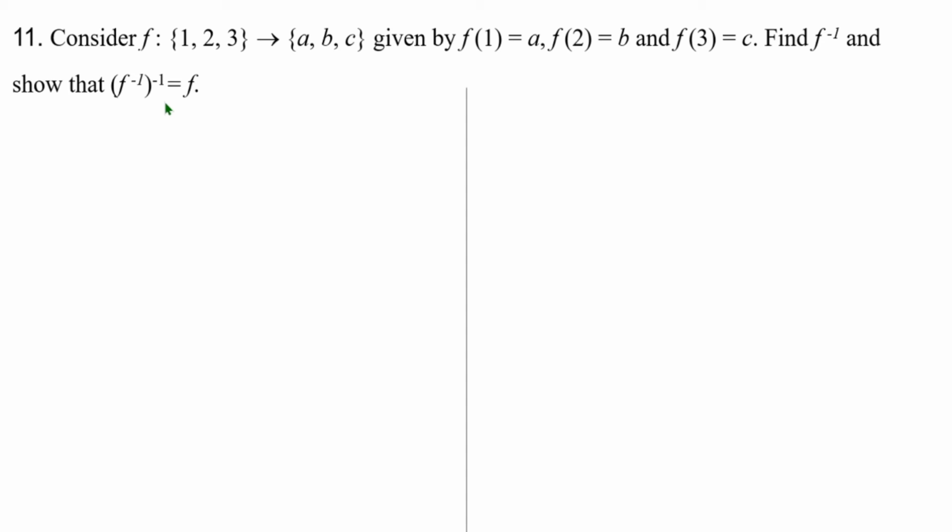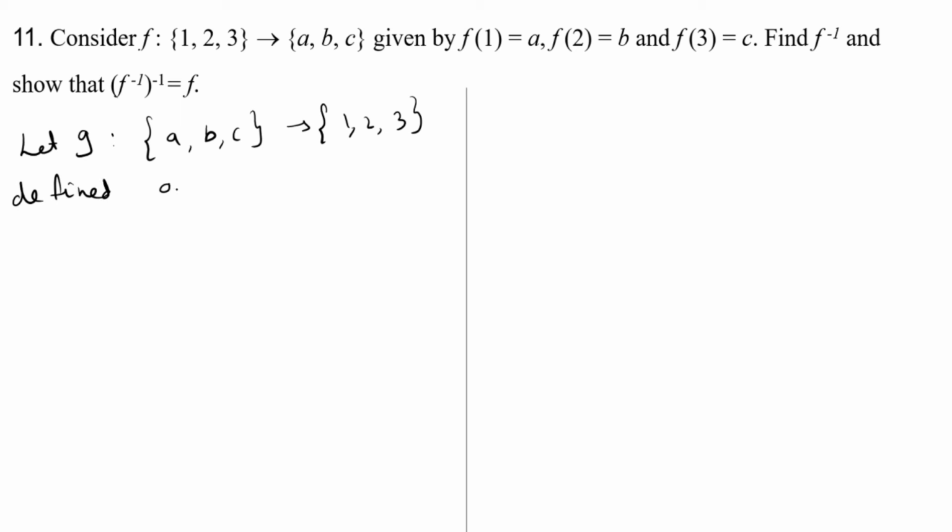So, let G be a function from the set {A, B, C} to the set {1, 2, 3} defined as G of A is equal to 1, G of B is equal to 2 and G of C is equal to 3. Now we will prove that G is the inverse of F.